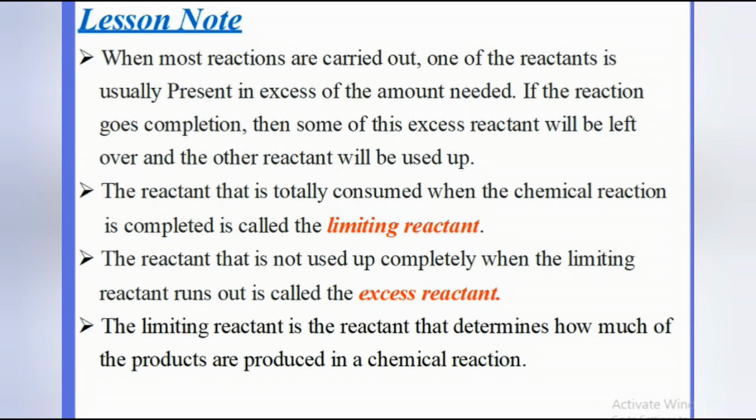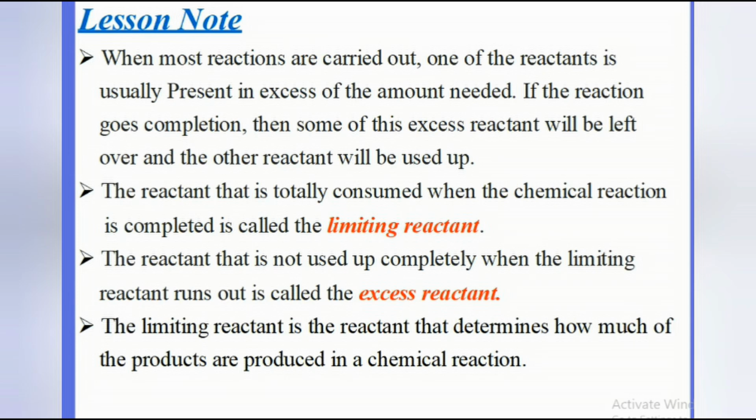The lesson note of today's topic is shown on the screen, and you can read, study, and refer to this note by pausing the video. In most reactions, one of the reactants is usually present in excess amount. At the end of the reaction, some amount of this reactant will be left over or remain unreacted, and the other reactant will be completely consumed in the reaction. This type of reactant is called the limiting reactant.